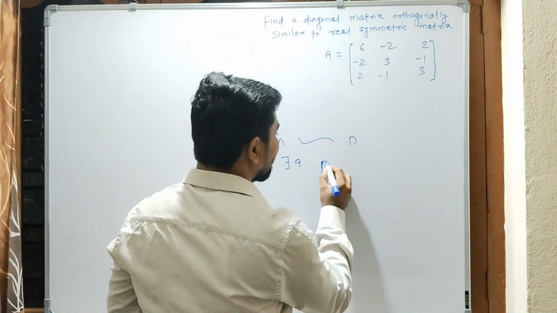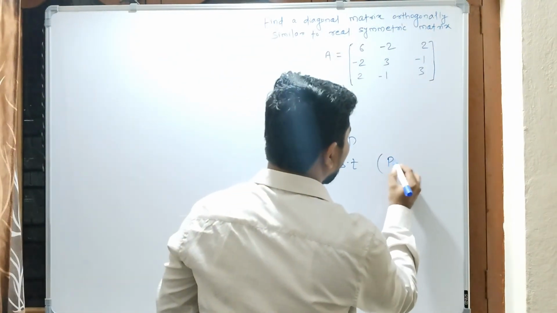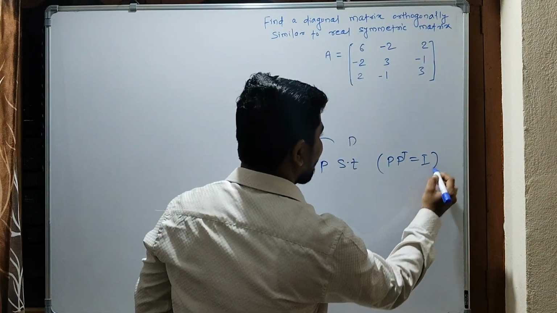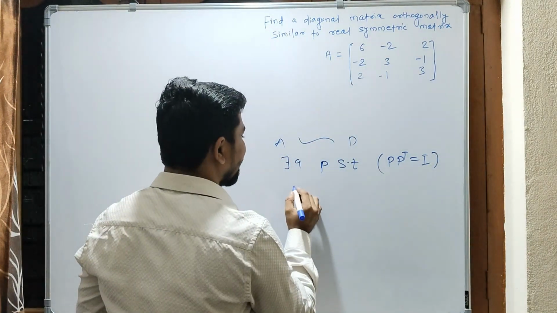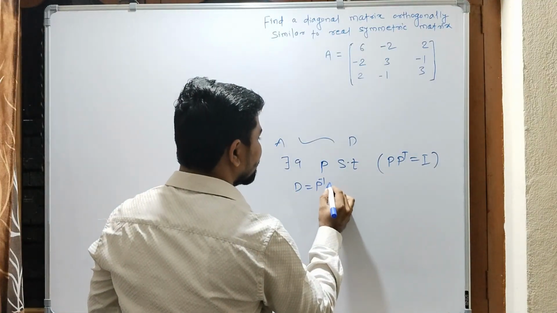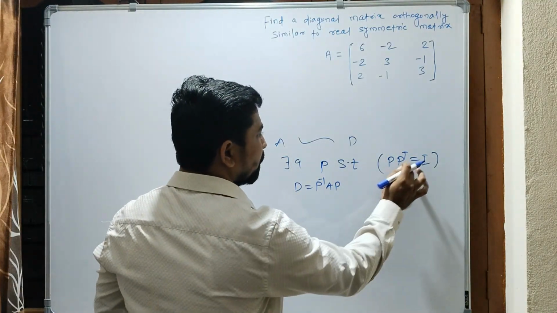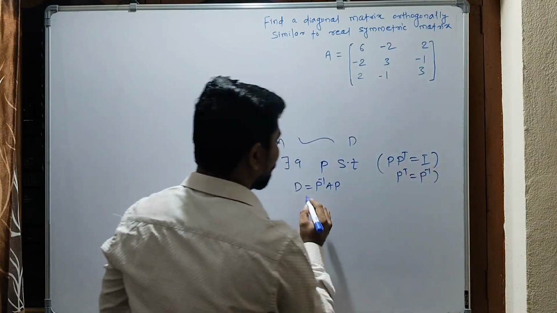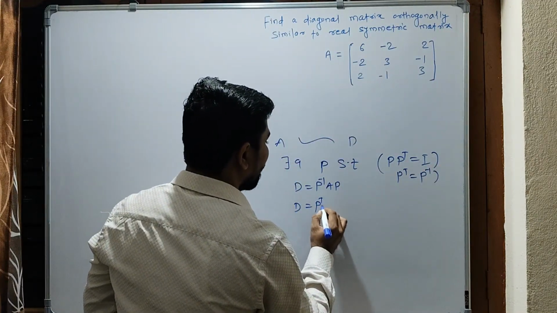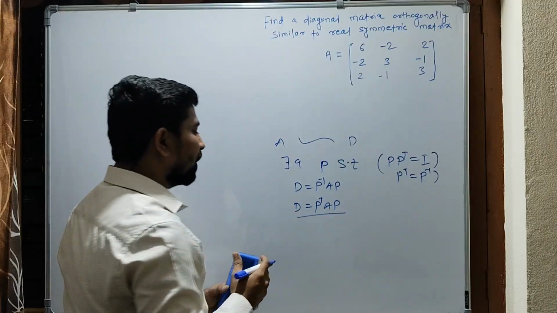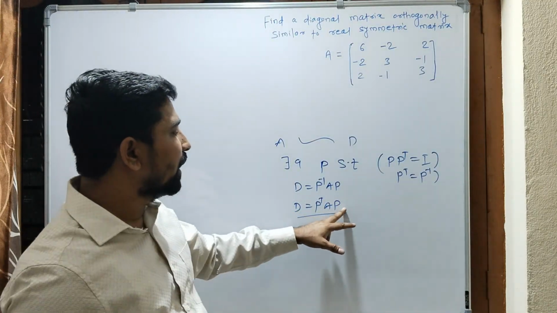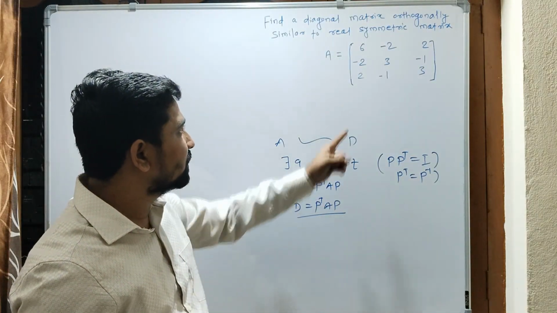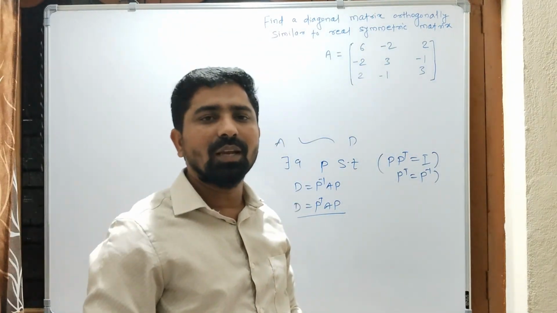There exists an orthogonal matrix P such that, since P is orthogonal, P times P transpose is equal to I. Therefore, D can be written as P inverse A P. Here P transpose is the same as P inverse, since P is orthogonal, so you can write D equal to P transpose A P. So here we have to find this diagonal matrix with the help of the model matrix P and P transpose, and this is the matrix which is given, a real symmetric matrix.